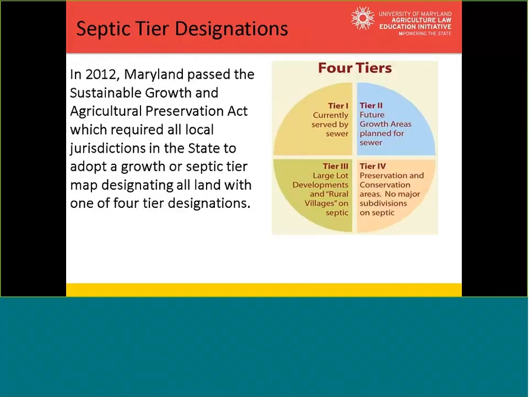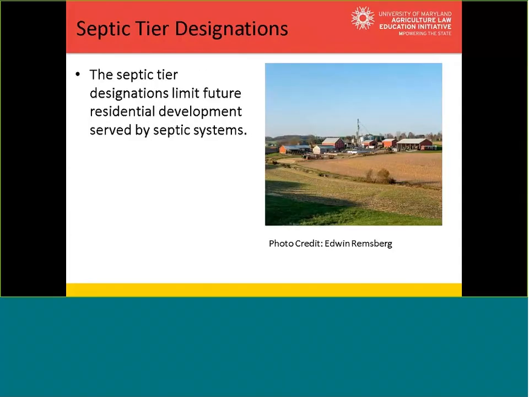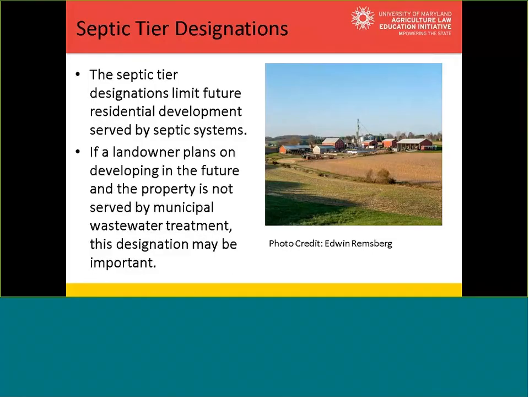Additionally, in 2012, Maryland passed the Sustainable Growth and Agricultural Preservation Act. This required all local jurisdictions in the state to adopt a growth or septic tier map designating all land within one of 4 tier designations. And that picture there on the right-hand side of the slide shows you the 4 tier designations. The septic tier designations limit future residential development served by septic systems. So if a landowner plans on developing in the future and the property is not served by municipal wastewater treatment, this designation may be important.